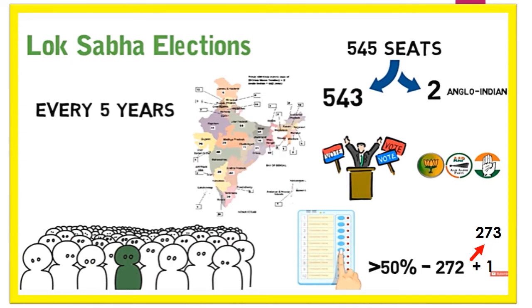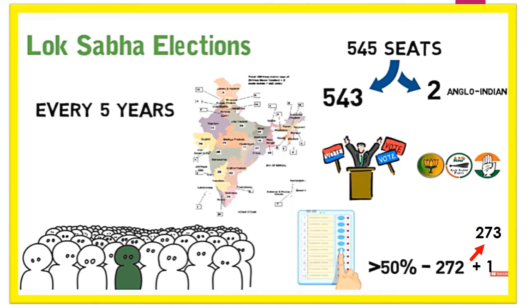Now, let us see how the members of the Lok Sabha are elected. They are elected directly by the people of our country. Okay, first of all, the entire country, which has so many states, is divided into small units for the purpose of elections called constituencies. Okay, and this depends on the population of each state. Now total seats in the Lok Sabha are 545.